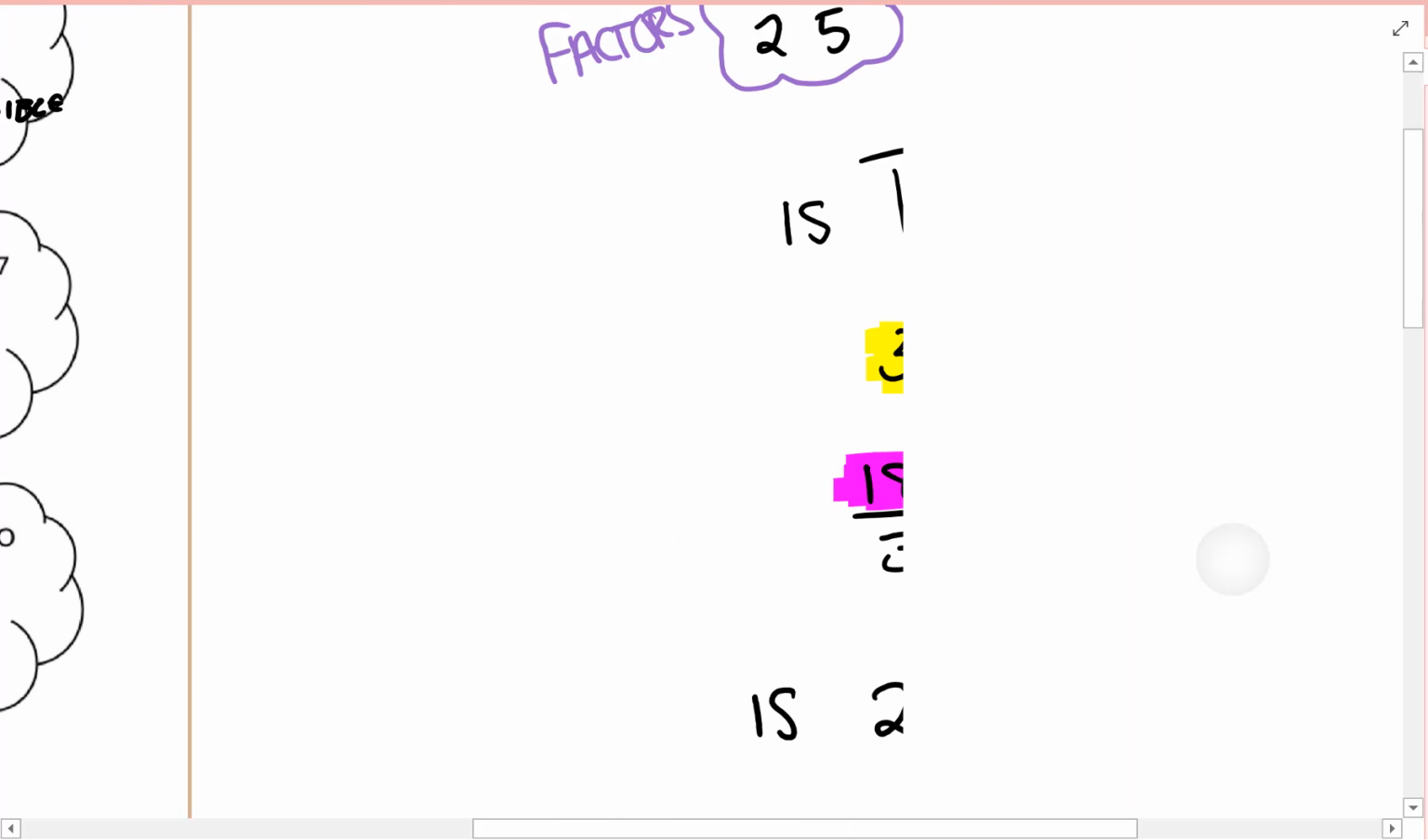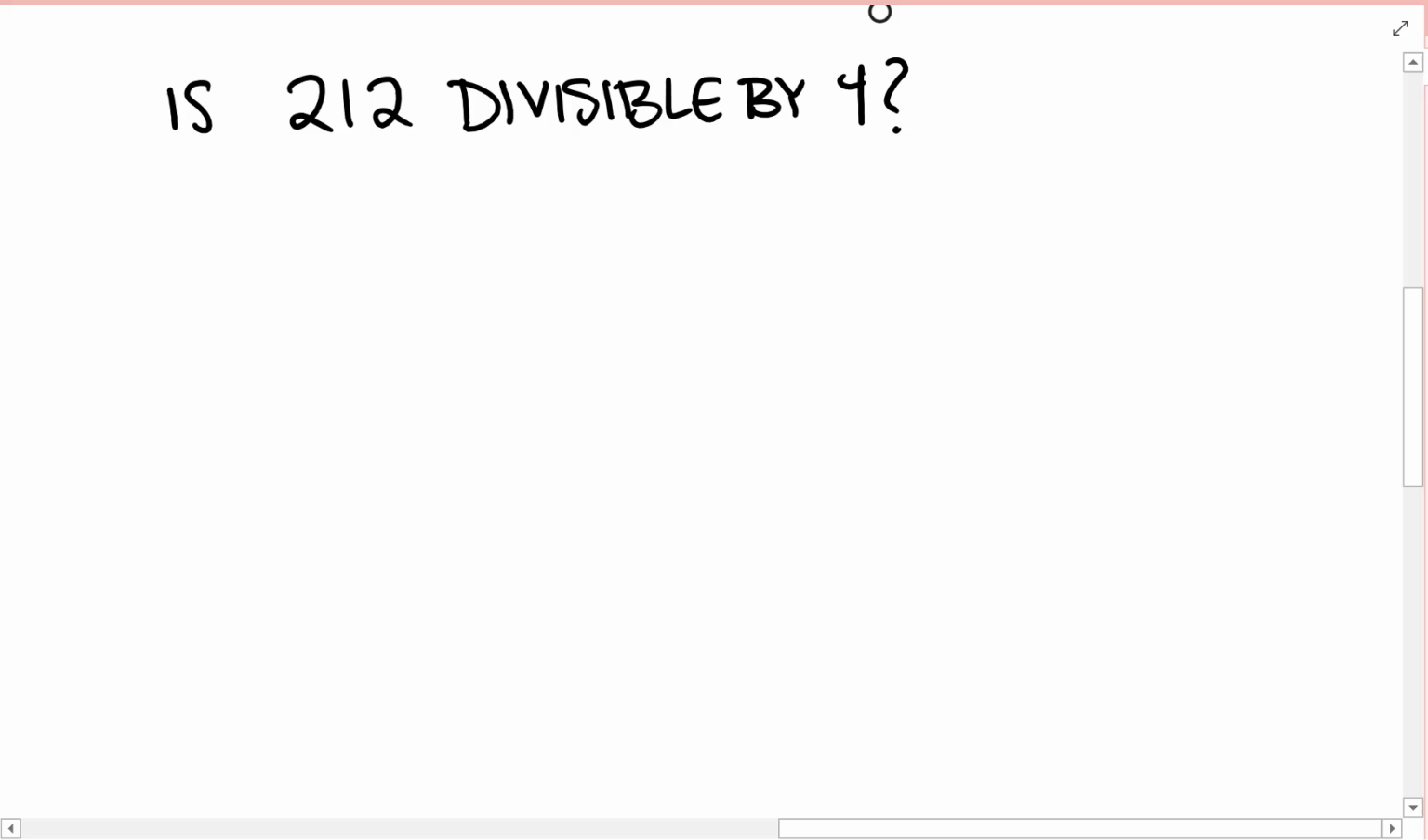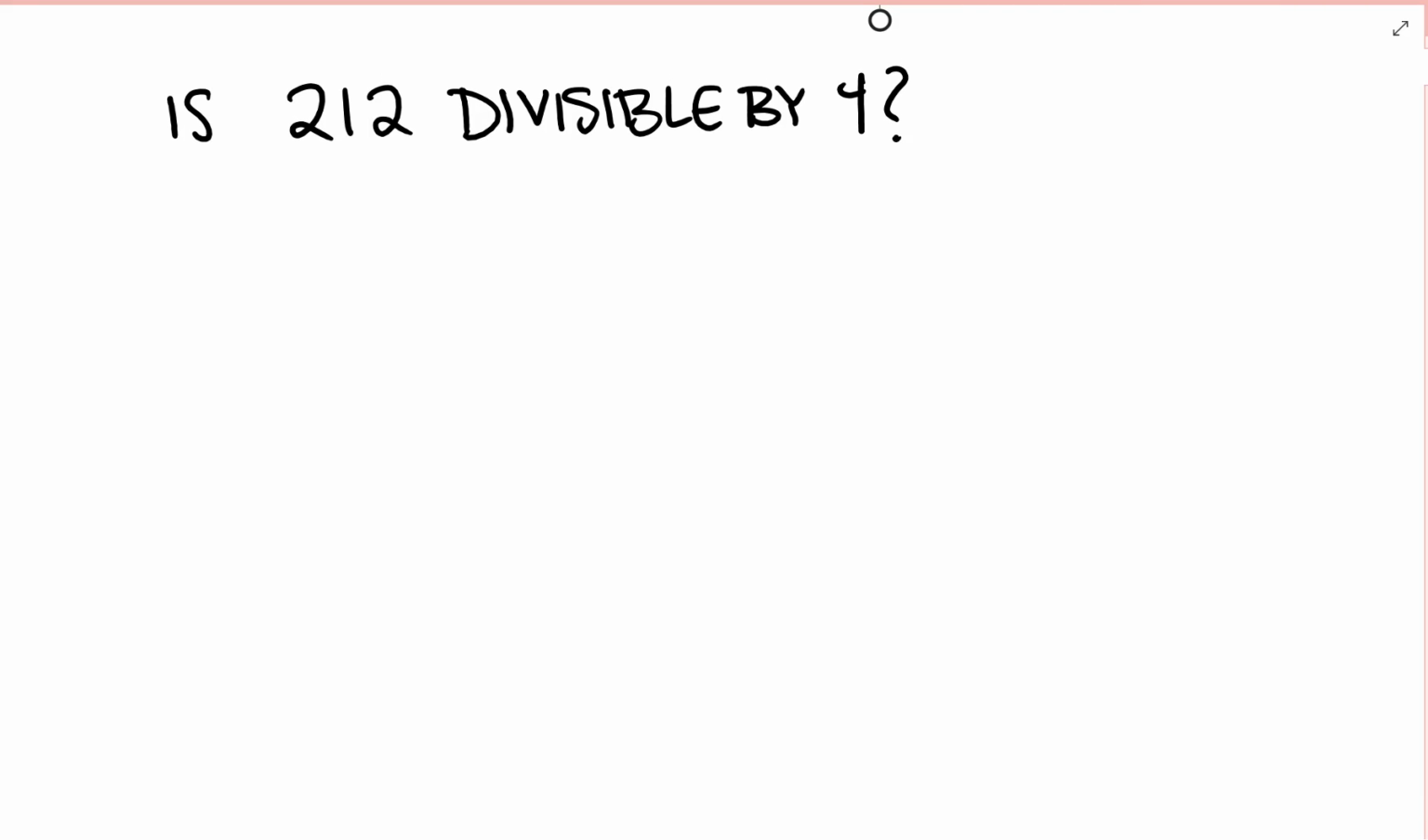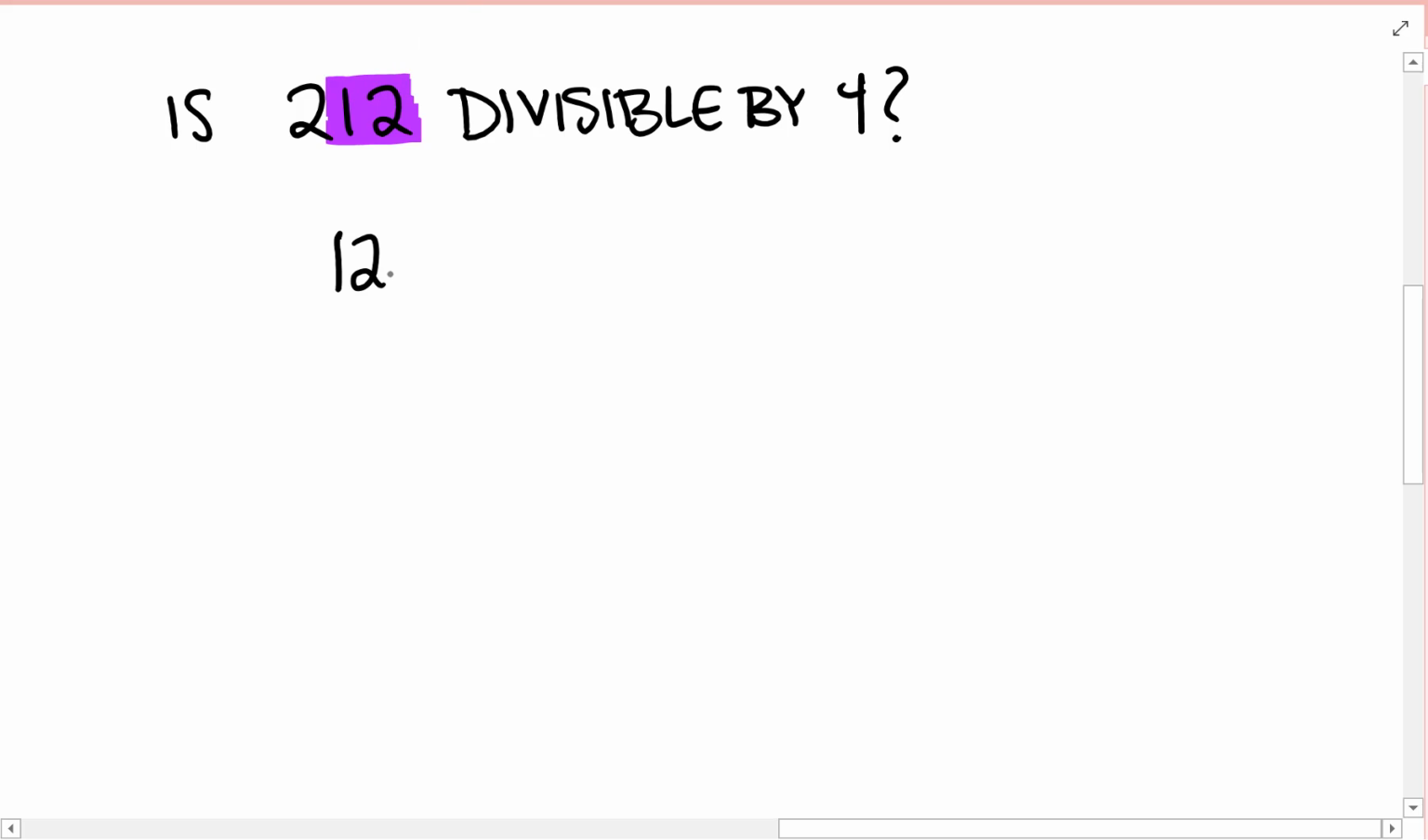But if you do have a 3-digit number, such as 212, is 212 divisible by 4? Well, we would look at the last 2 digits. And we're not going to add them like we did for 3. We're just going to write down that number. That number is 12. And now we see, is 12 divisible by 4? Yes, it is. And if 12 is divisible by 4, then 212 is also divisible by 4.